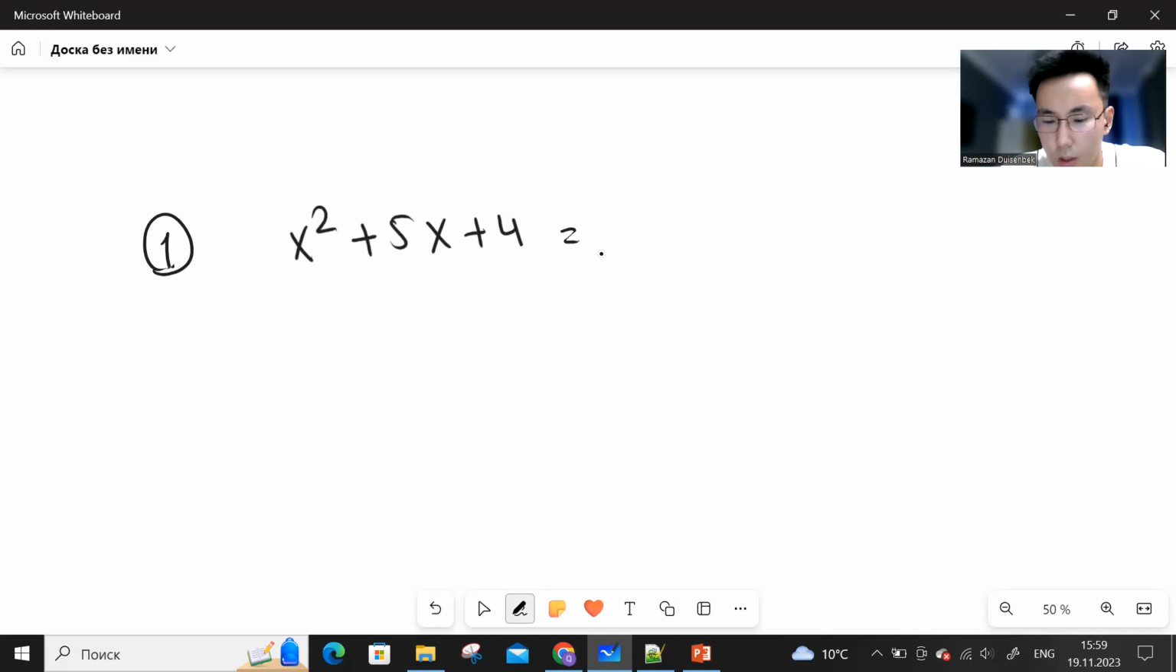So I have to use the grouping method to do factorization. I can take the first two into the first group, but in the second group there will be only one element. It is not the case. The number of elements in the groups should be equal. So I can write 5x as 4x plus x. 4x plus x will give me just 5x itself, and plus 4.